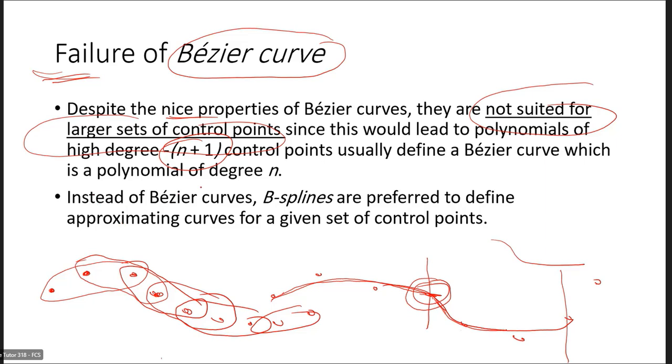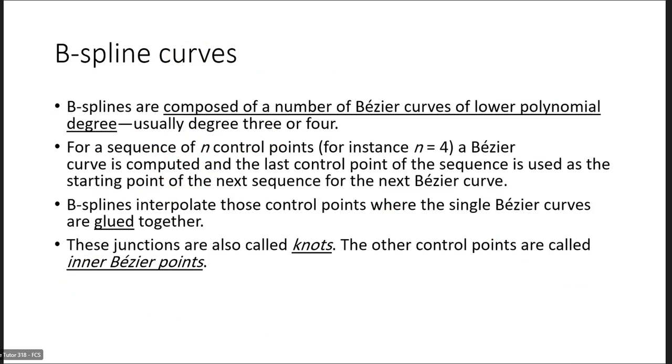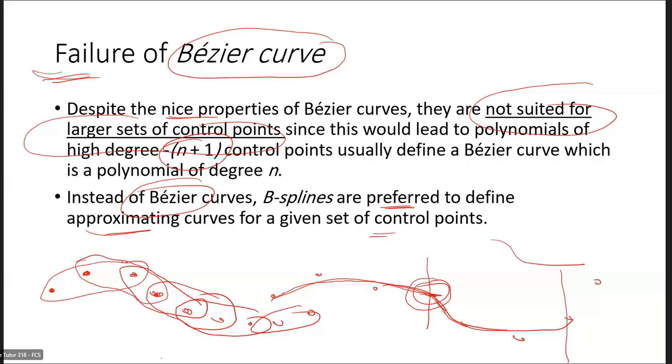Instead of using one Bezier curve, the B spline is preferred to define approximating curves for a given set of control points. We do not make one Bezier curve, but we make many Bezier curves. The Bezier spline is composed of a number of Bezier curves of lower polynomial degree. What is the advantage? Instead of using n equals 7, we use just n equals 2. So I'm using a polynomial with lower degree, but instead of having one curve, we have many curves.